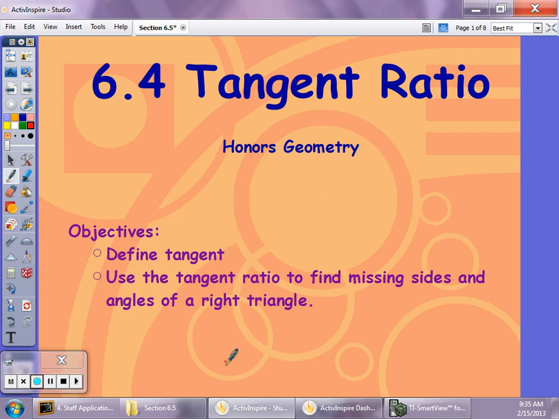Today's honors geometry lesson is on section 6.4, the tangent ratio. The objectives are to define tangent and to use the tangent ratio to find the missing sides and angles of a right triangle.